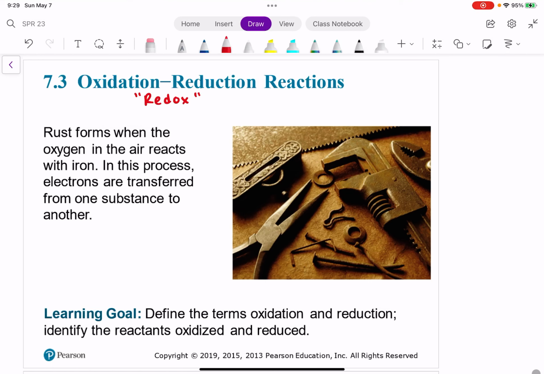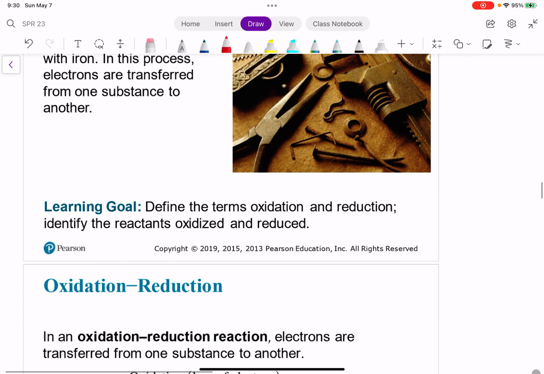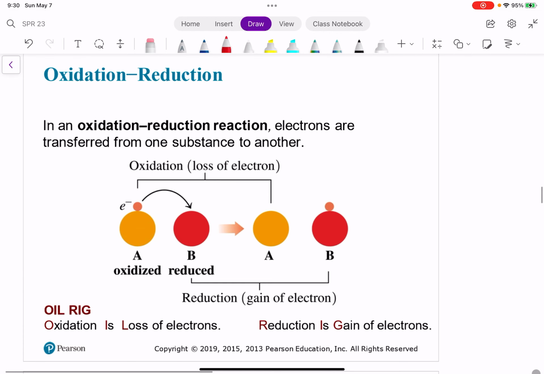In this video, we're going to talk about our final reaction type, which is oxidation reduction reactions, or redox reactions for short. Redox reactions are actually responsible for lots of different things that we see in nature, one of which is the phenomenon of iron rusting, which you can see on the right there. So what is an oxidation reduction or redox reaction?